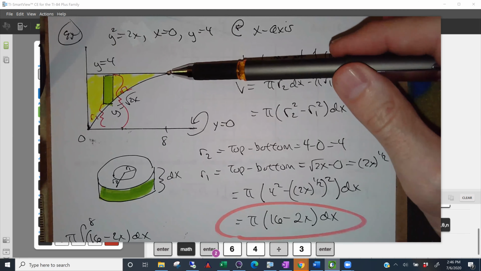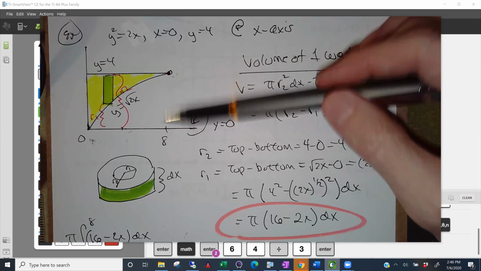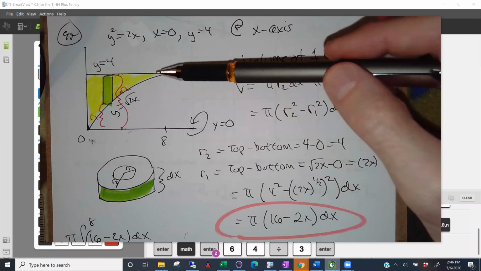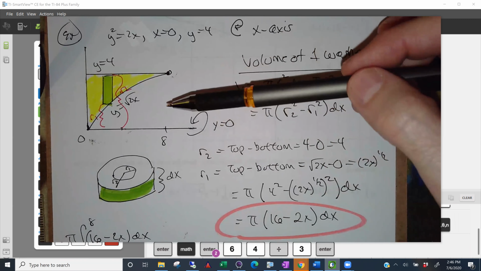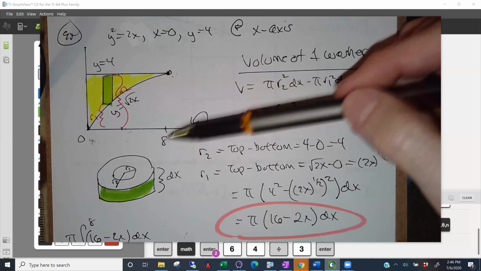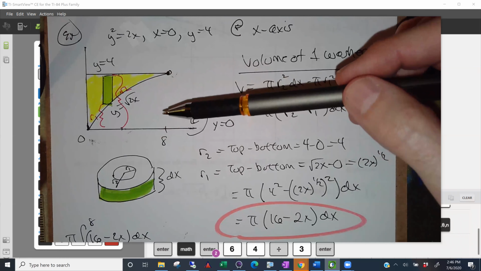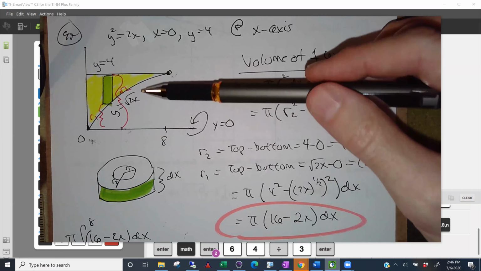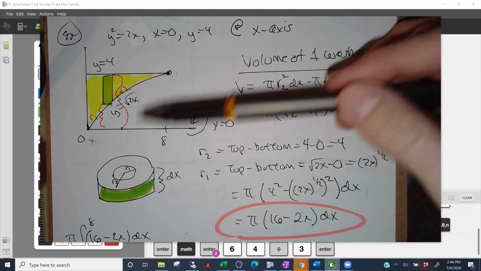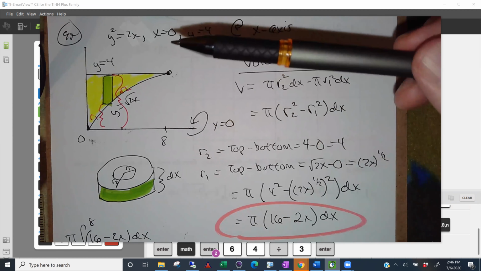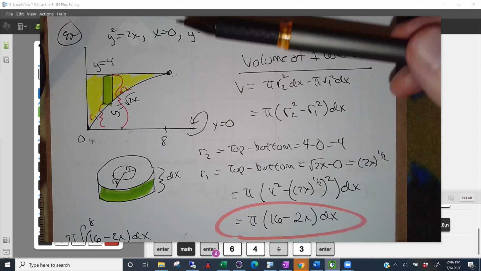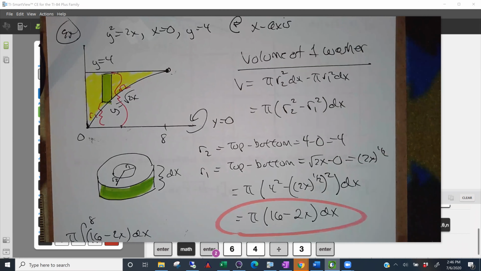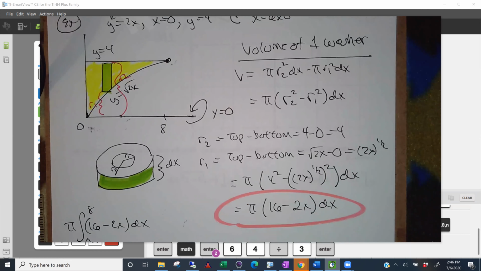So what we've got here, if you rotated this whole area between 0 and 8 and 0 and 4 in the y direction around the x-axis, you're going to get a cylinder. And then you can subtract off the volume of the inner part. So yeah, there's nothing wrong with that at all. That'd be pretty clever. So both methods are fine. Like the one I use in the exam is fine, right? Sure.